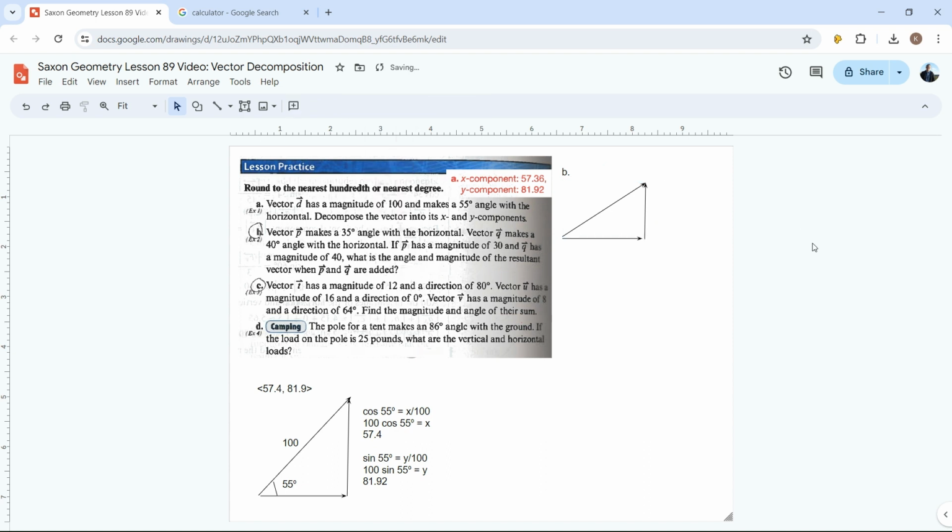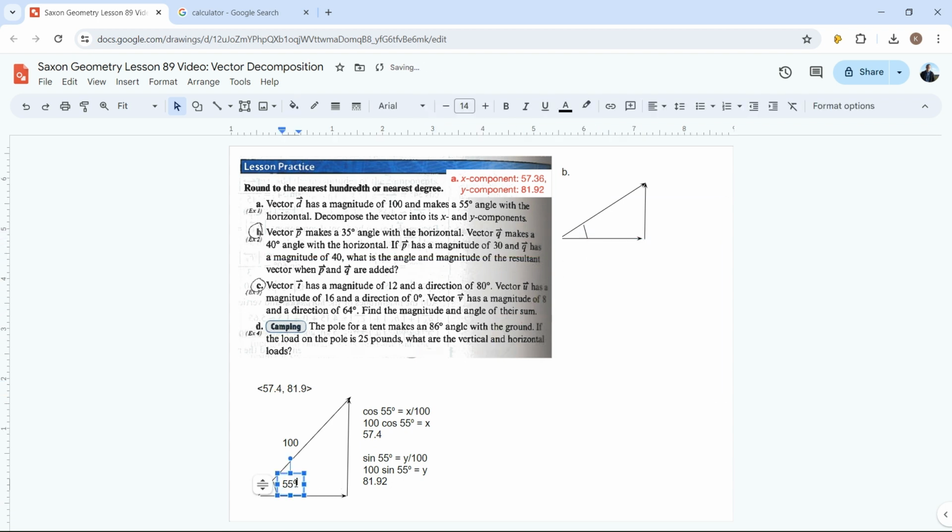And now I'm going to note that I know this angle and I know the hypotenuse. I know this angle down here is 35 degrees. And I know the hypotenuse of this thing is 30. So we're going to note 35 degrees here. We're going to give the hypotenuse a length of 30, and then we'll be all ready to go and solve this.